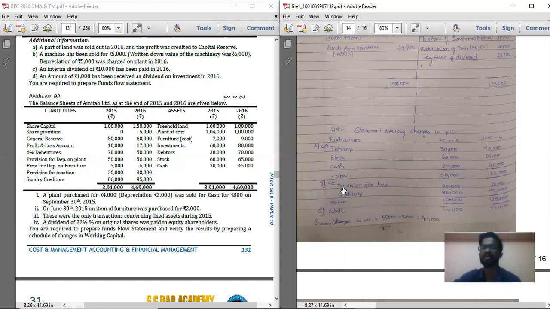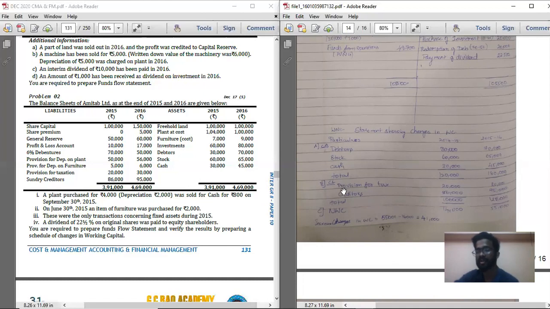So record below current assets, debtors: in the 14-15 column record 30,000 and in the 15-16 column record 70,000. Next, below that, stock: 60,000 and 65,000. Then cash: 14-15 column 30,000 and 15-16 column 45,000. Now that is the current assets. Now total the current assets.